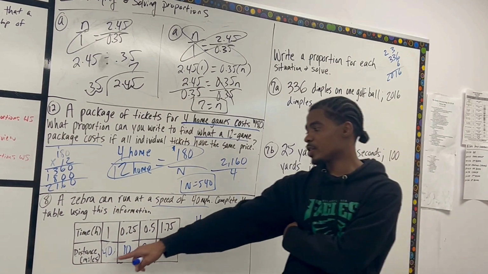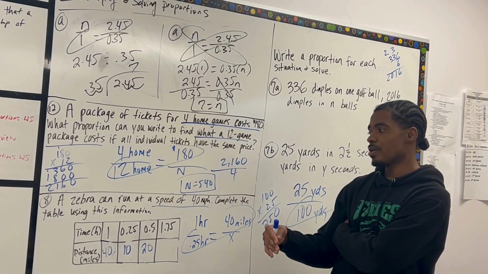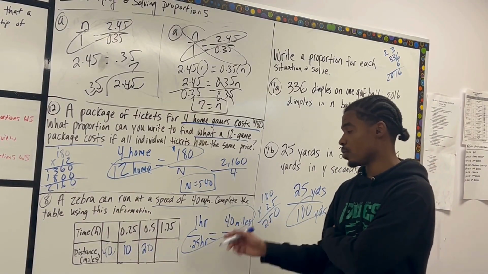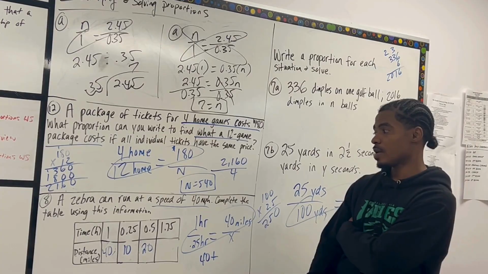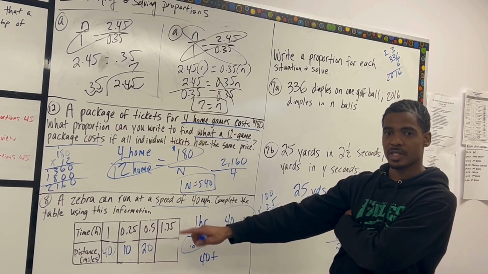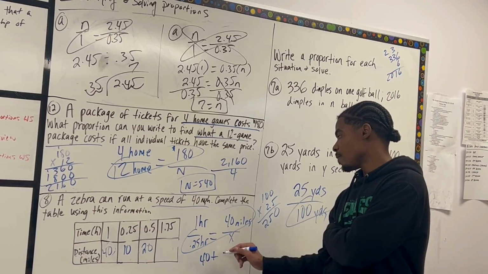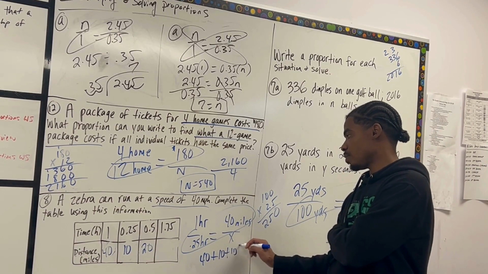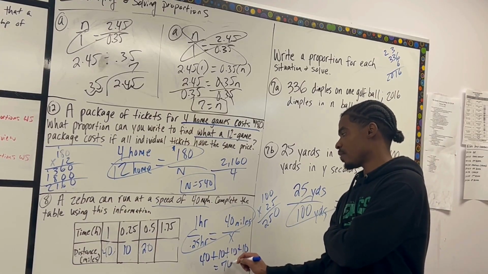If 1 hour is 40, 0.25 is 10. That means for 1 hour we got 40, right? Then we're gonna add, how many 25 hundredths of an hour, which would be 10? How many 10s do we need to add? 3. Good. So that's 40 plus 10 plus 10 plus 10. It's 40 plus 30. 70.